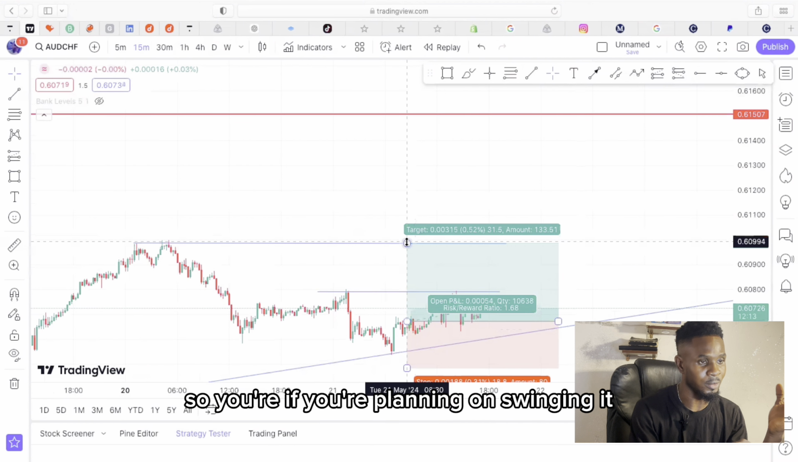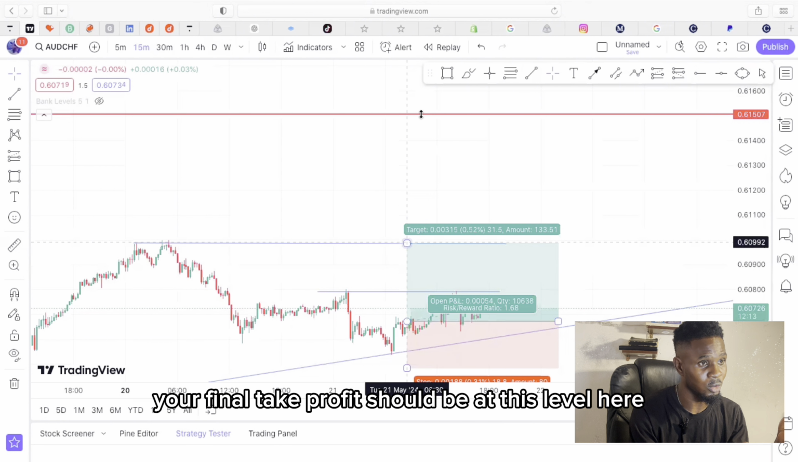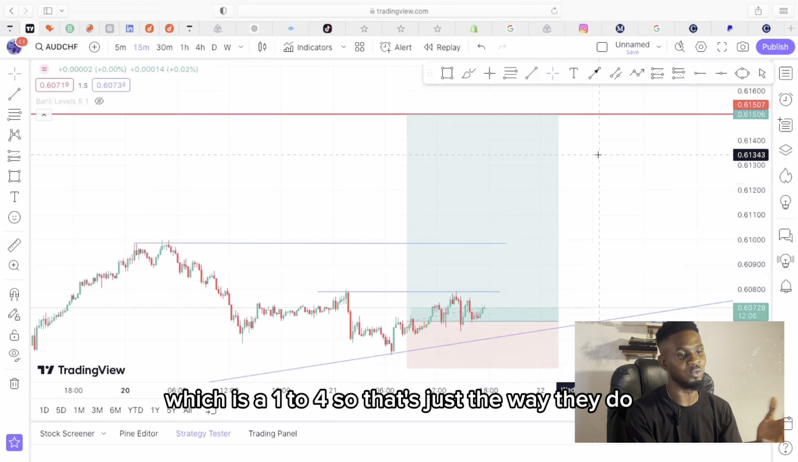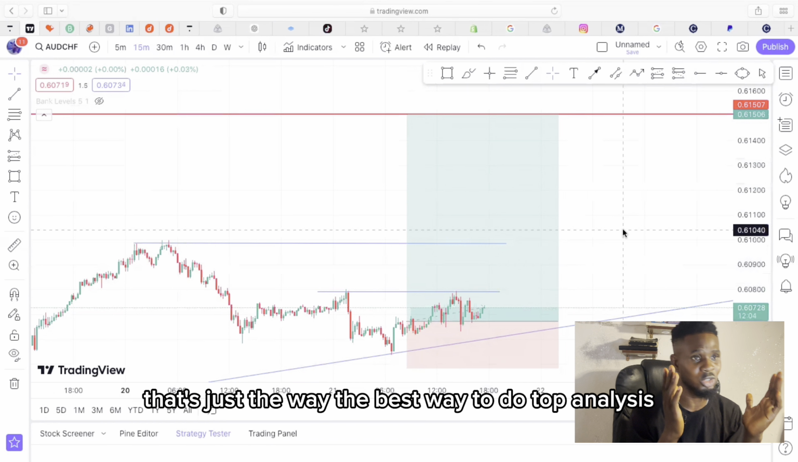So if you're planning on swinging it, your final take profit should be at this level here, which is a 1 to 4. So that's just the way we do it. That's just the best way to do top-down analysis.